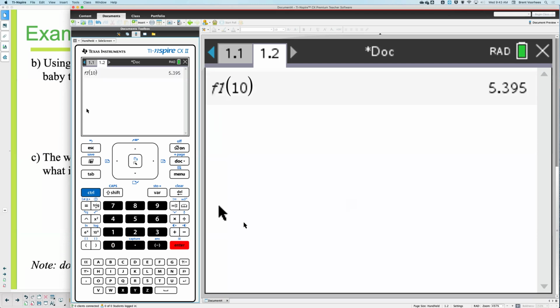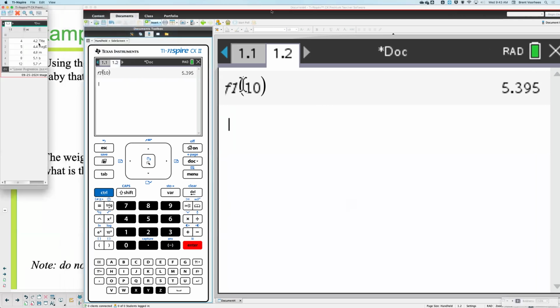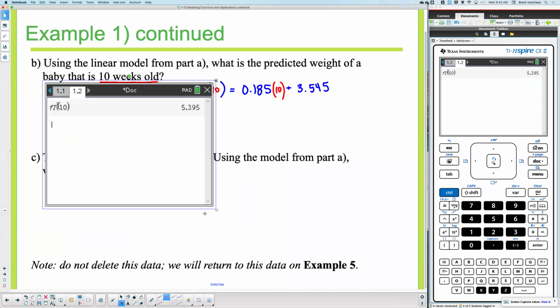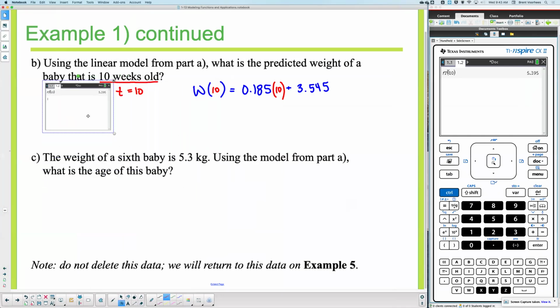Press enter. Did you all get 5.9? All right, 5.35? That right there is the predicted weight at 10 weeks. That right there is how you would do that. Okay, let me just shrink this in for the notes. That's how you would find that.